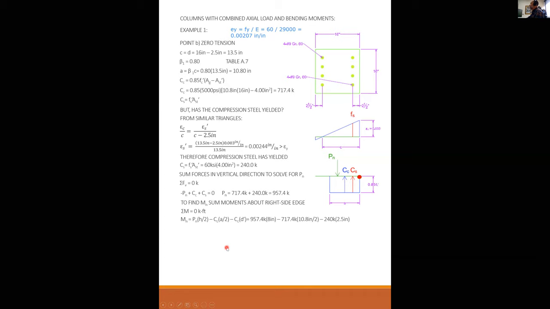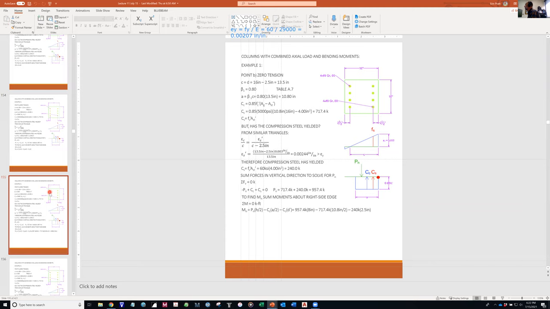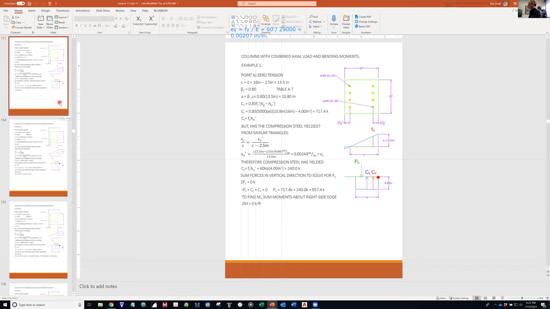So I plug in the real numbers: 957.4 times 8 inches, minus 717 times a, which is 10.8 over 2, minus 240 kips times 2.5 inches, gives me a grand total of 3185 kip... I think that's kip-inch. Yeah, two typos and one. Okay, hold on a second, I got to fix that. Where did that all start? Right there. Okay, 153.